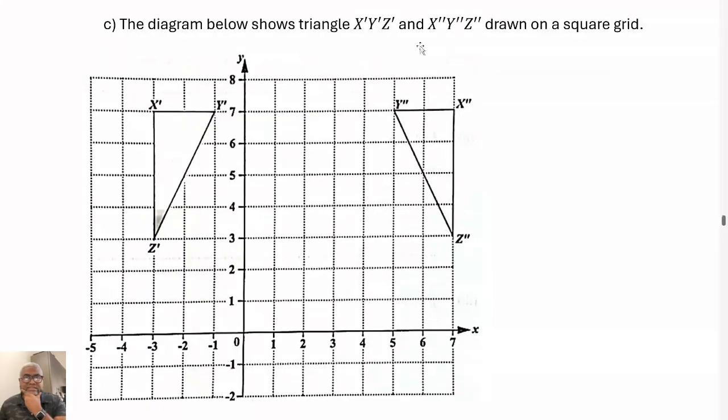X prime, y prime, z prime, and x double prime, y double prime, z double prime, right? Drawn on a square grid. So everybody see the square grid here. Okay, everybody was able to recreate it.